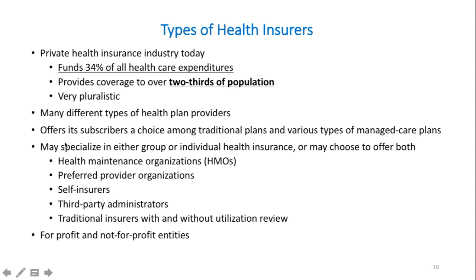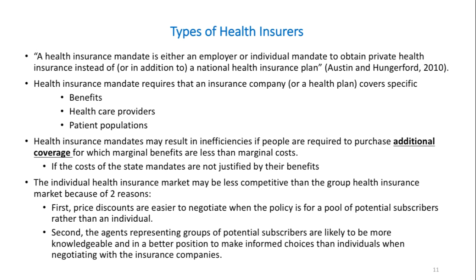They offer subscribers a choice among traditional plans and various types of managed care plans. Many of them may specialize in either group or individual health insurance, or both. We will talk about the difference between group and individual health insurance. There are different types of them. They could be for-profit and not-for-profit entities. So let's look at the types of health insurers.